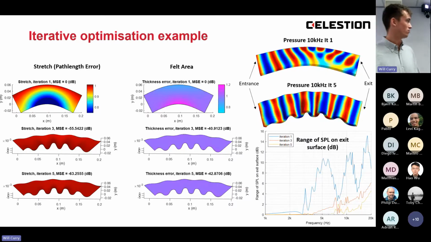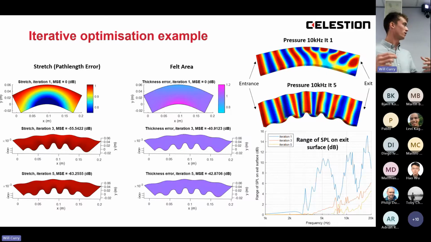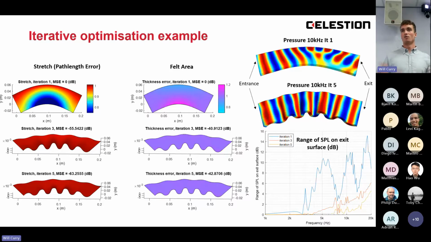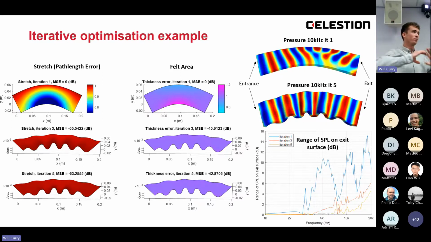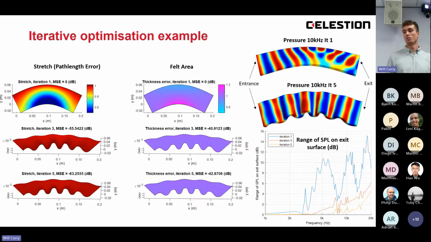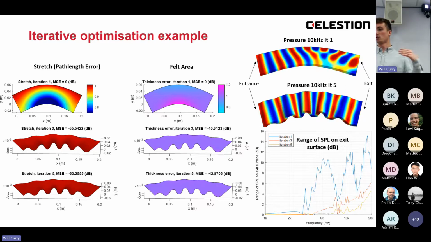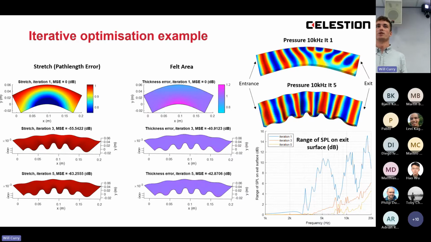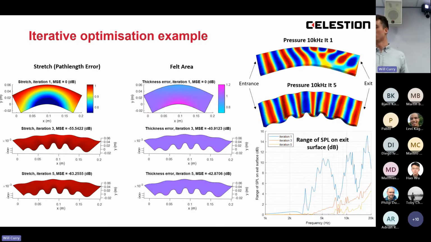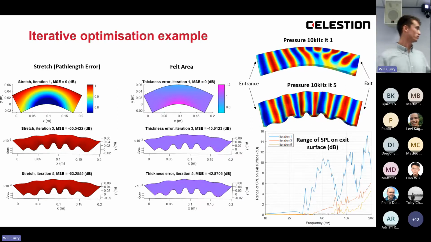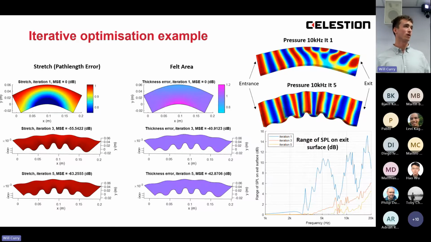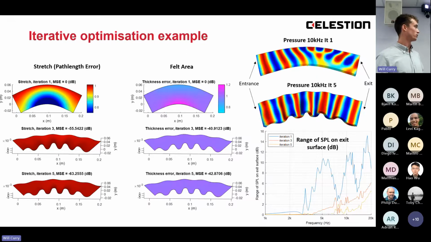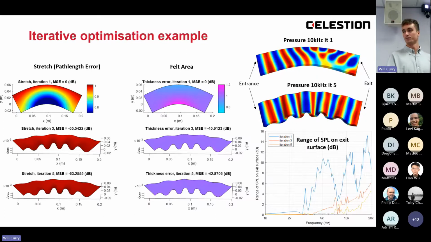Again, I've used the range in sound pressure level to look at the acoustic performance over loads of frequencies. On the first iteration, with no corrections, there's a massive range in the sound pressure level. And then as the optimization process moves through, the range in the sound pressure level reduces. So there's this nice correlation between how coherent the waves are at the end of the waveguide, and the error shown by these waveguide metrics.